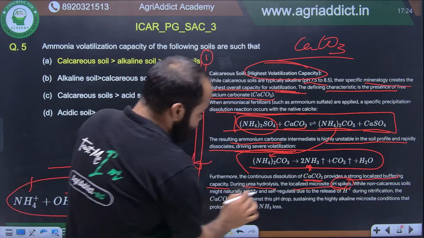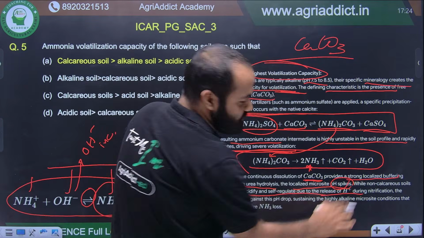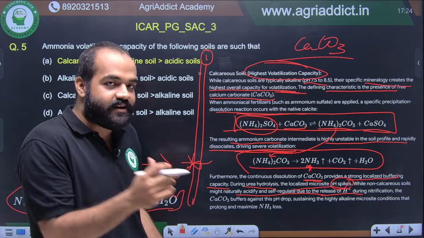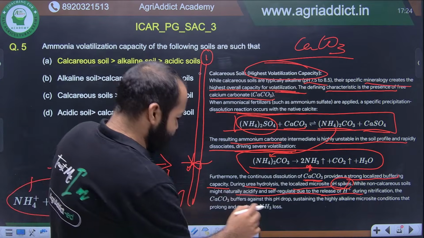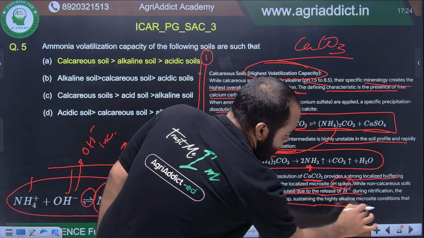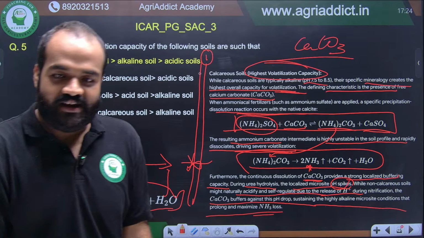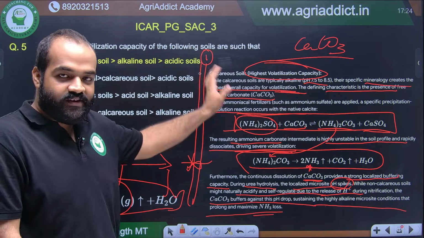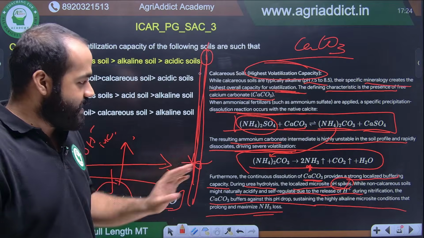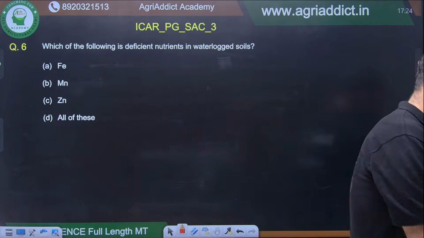While non-calcareous soil might naturally acidify and self-regulate due to the buffering capacity of soil, soil का जो normal buffering capacity है, उसके वजह से जो normal soil है, it might give a buffer, whereas the CaCO3 buffers against this pH drop, sustaining the highly alkaline microsite condition that prolong and maximize the NH3 loss. All right. If you read this PPT very well, you will find this explanation. This is the best explanation I could find, and this is the reason why it will be calcareous, then alkaline, and then acidic. All right.